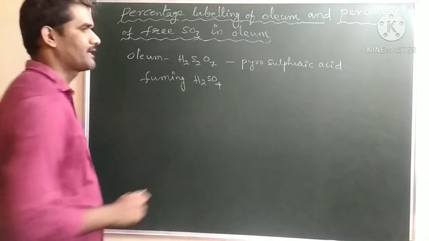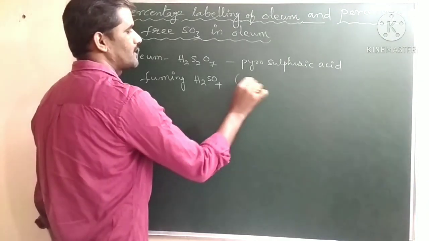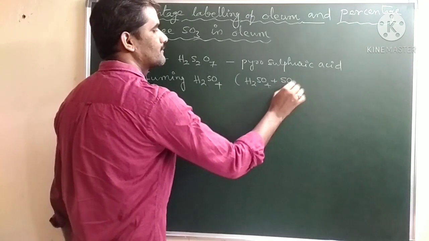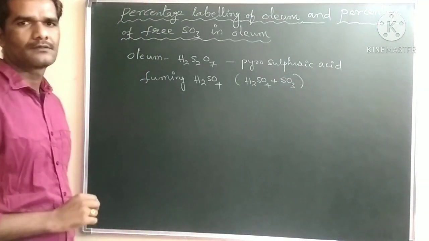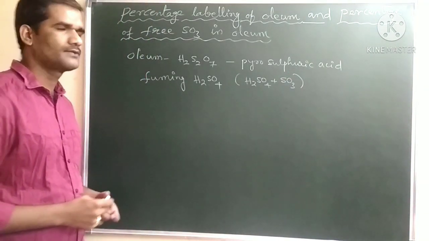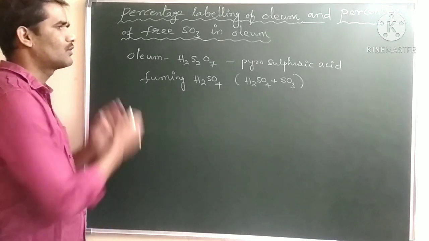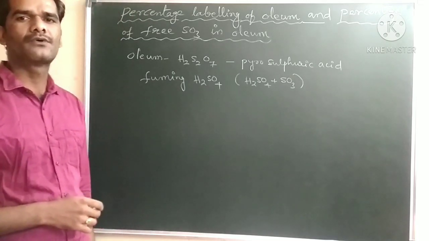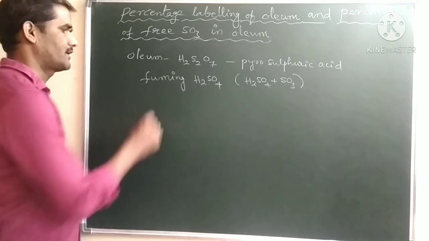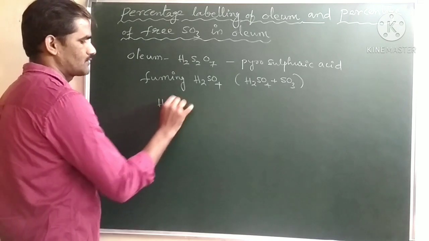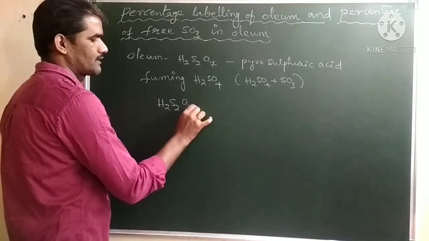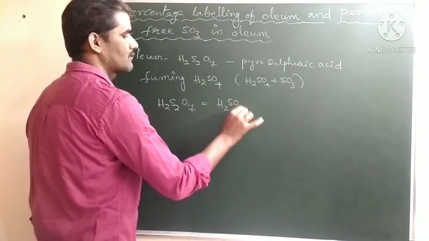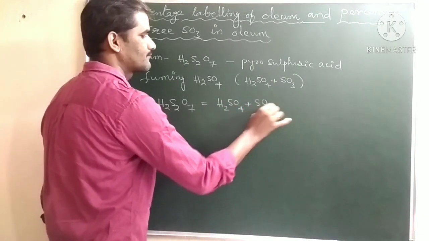Fuming sulfuric acid means it consists of H2SO4 and having the fumes of SO3. So fuming sulfuric acid is H2SO4 plus SO3. So overall oleum means H2S2O7, nothing but a mixture of H2SO4 and SO3. So we can take overall H2S2O7 is the oleum, that is the mixture of H2SO4 and SO3.